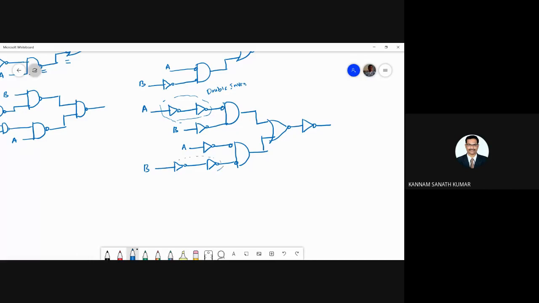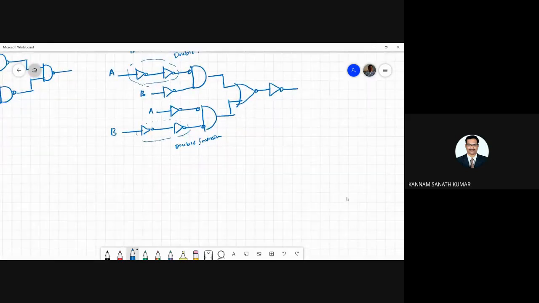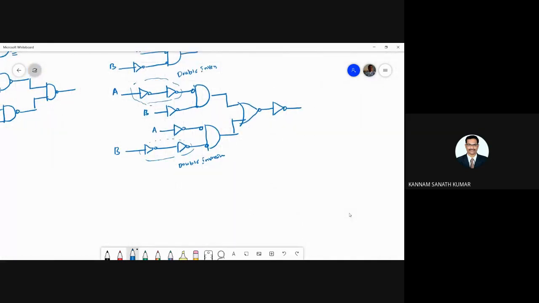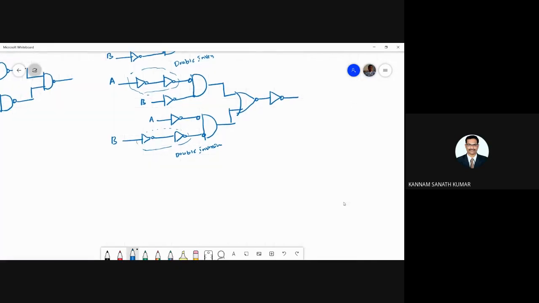So these are also two inverters. You can eliminate double inversion, and convert the bubbled NAND gate with the NOR gate. Okay, so bubbled NAND gate with NOR gate, and convert the inverter with the inverted NOR gate. Okay, so here what you will get?